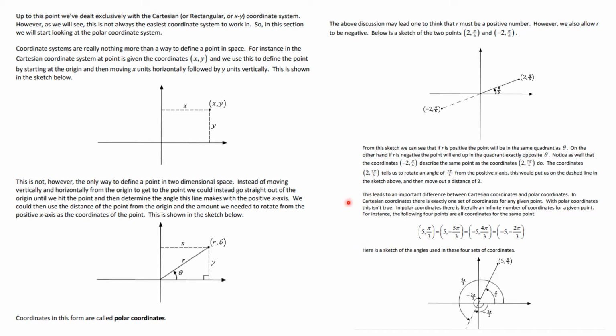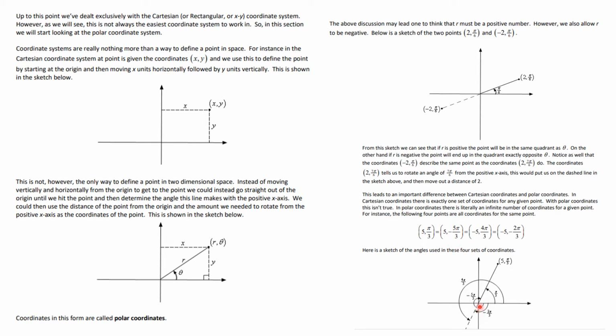Okay, this leads to an important difference between Cartesian coordinates and polar coordinates. In Cartesian coordinates, there's exactly one set of coordinates for any point. With polar coordinates, this isn't true. In polar coordinates, there are literally an infinite number of coordinates for a given point. For example, we say (5, pi over 3) is the same as (-5, -5 pi over 3).